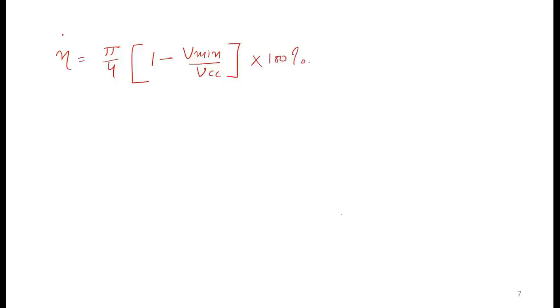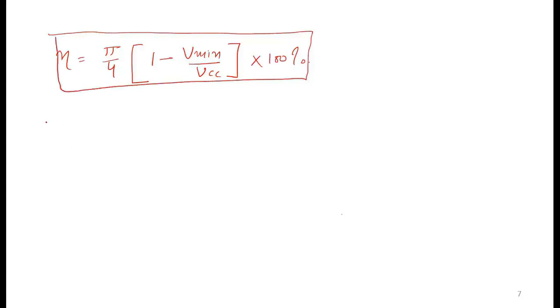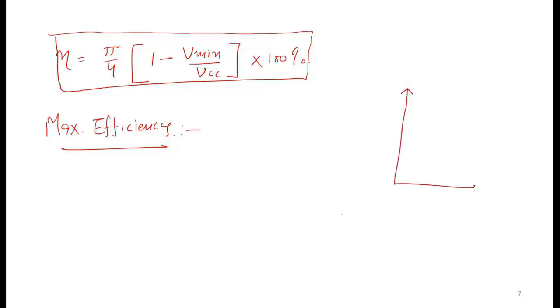So this is the general expression for the efficiency of a class B amplifier. Now, to calculate the maximum efficiency, we know that if you draw the output characteristics, here we have the load line, and here we have the cutoff point.